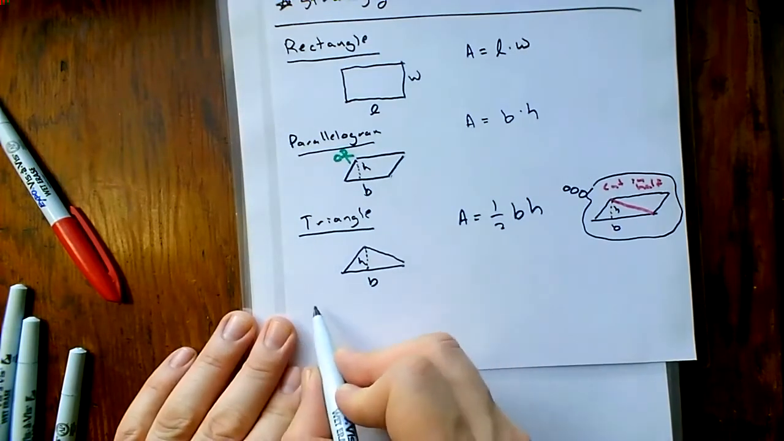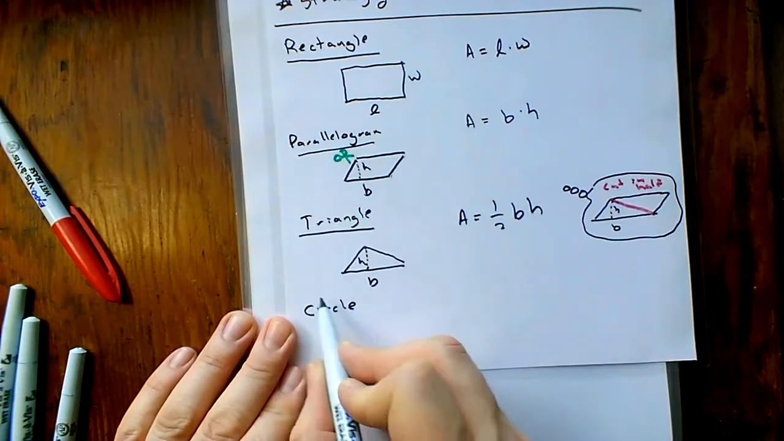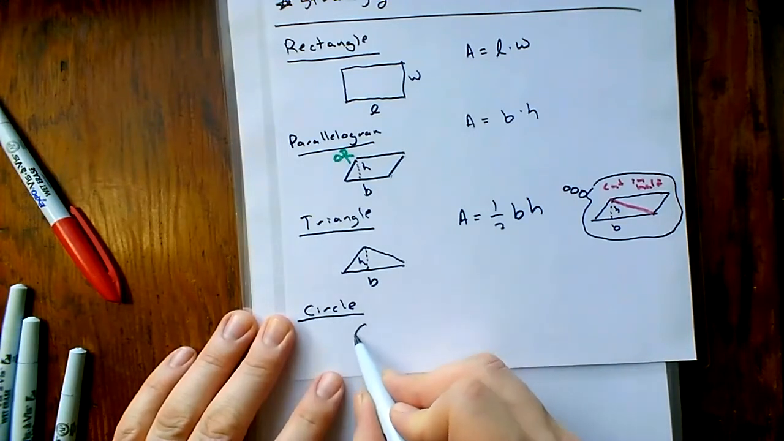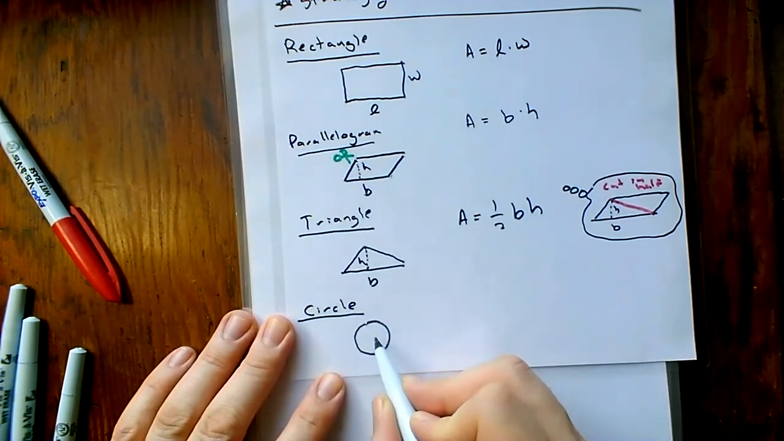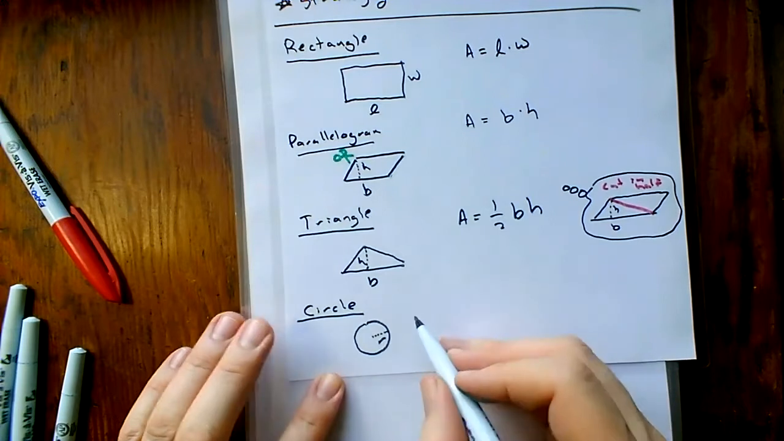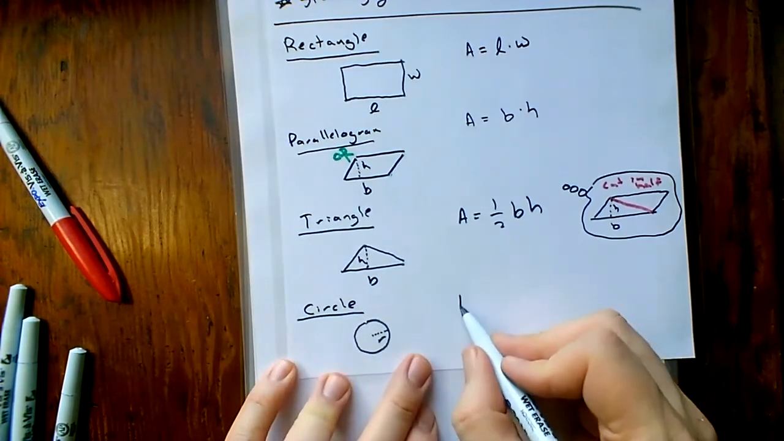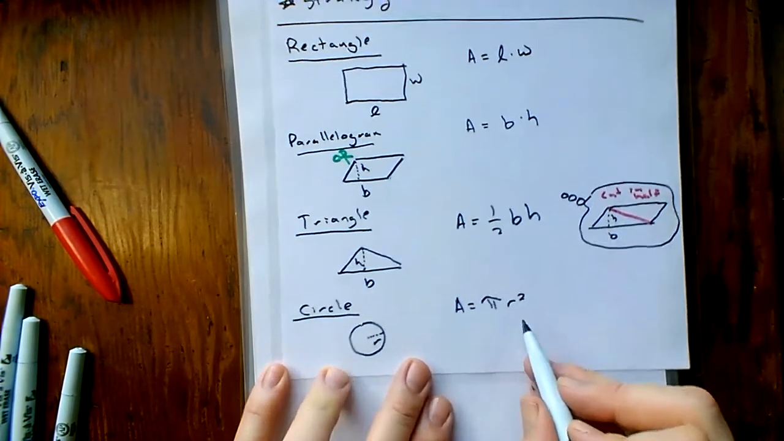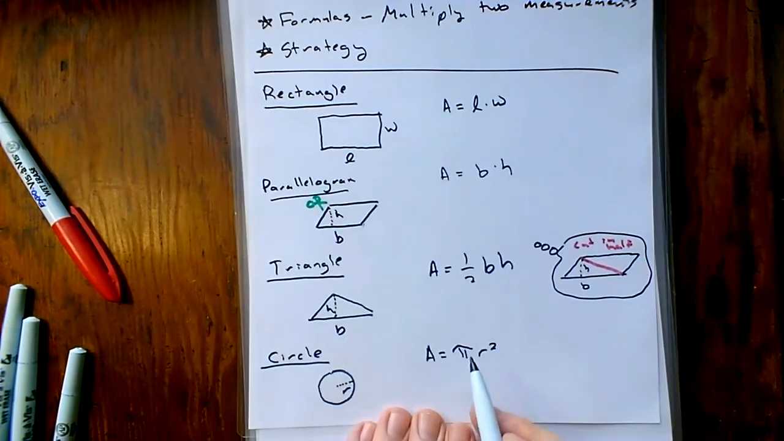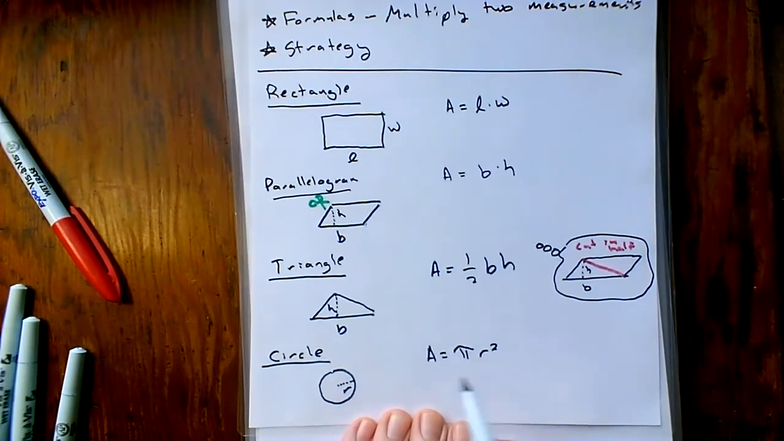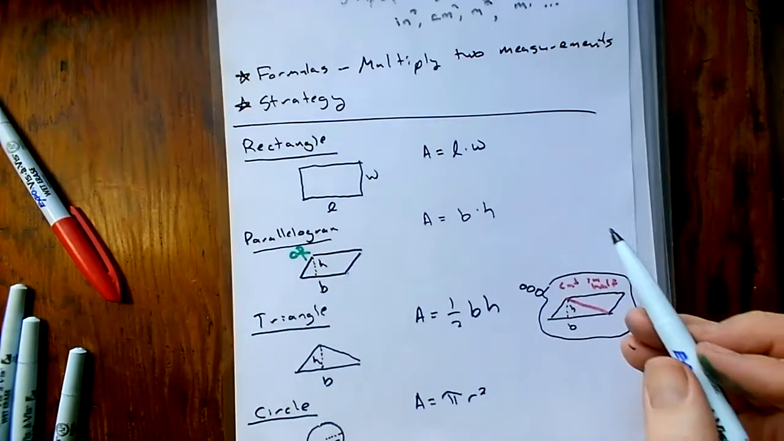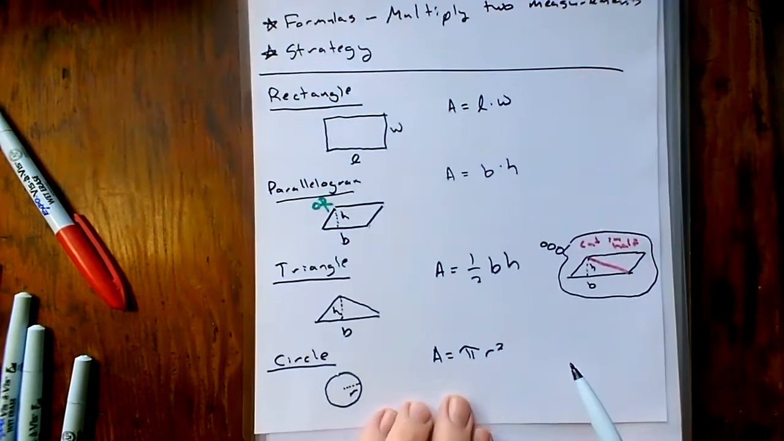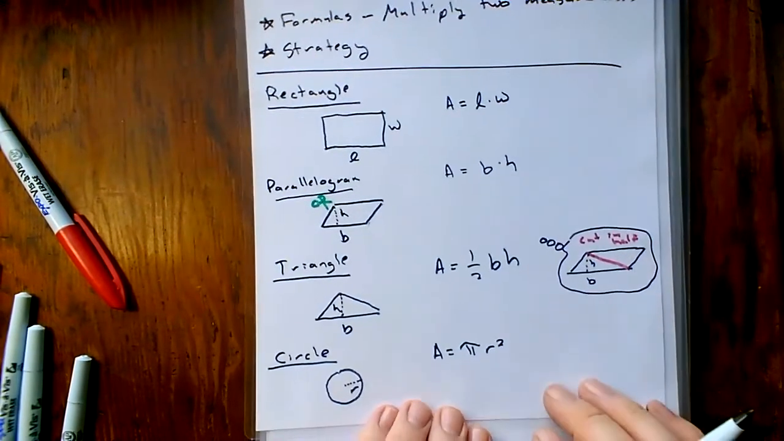Now the last of our shapes here is our circle. And with a circle, once again, we're going to be looking at the radius. When it comes to circles, though, your area is going to be equal to pi times r squared. So that's going to be the radius times the radius. The one way that it's easy for me to differentiate between the area of a circle and the circumference of a circle is I've got a radius times itself. That gets us right back to those square units.